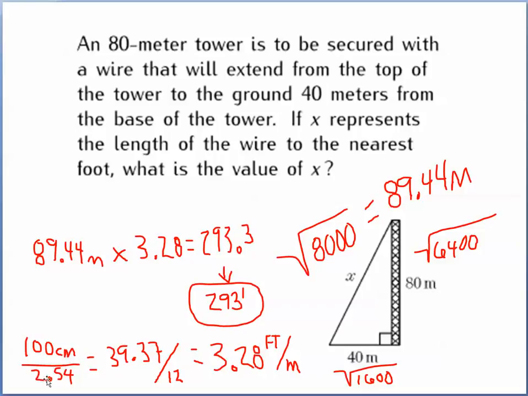So we take a look at 100 centimeters is the length of a meter. We're going to divide that by the total number of centimeters per inch, which gives us that there are 39.37 inches to the meter. If we divide that by 12, we come up with 3.28 feet per meter. And crunch those through, so we're going to multiply 89.44 meters times the number of feet per meter, and we get 293.3. But the question says, if x represents the length of the wire to the nearest foot, what is the value of x? And so to the nearest foot would be 293 feet.